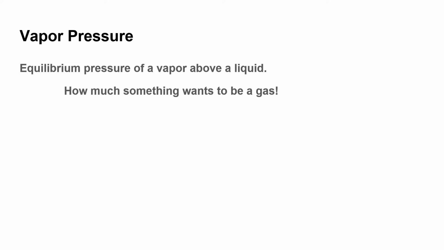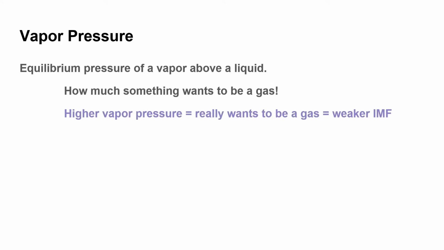So all of this is impacted by the vapor pressure, which in general is just the pressure of the vapor above a liquid, and it tells us how much something wants to be a gas. And by something, we mean the substance that we are observing. If the vapor pressure is very, very high, that means this thing really wants to be a gas. Remember that gases have weaker intermolecular forces. So if something has a very high vapor pressure, a lot of that substance is becoming a gas, so it's going to have weaker intermolecular forces. There's that indirect relationship between vapor pressure and intermolecular forces.